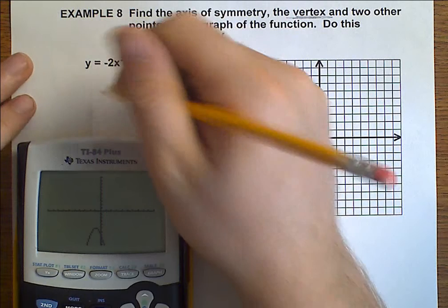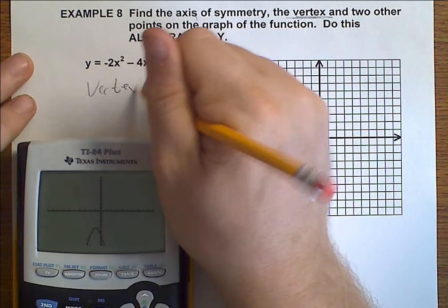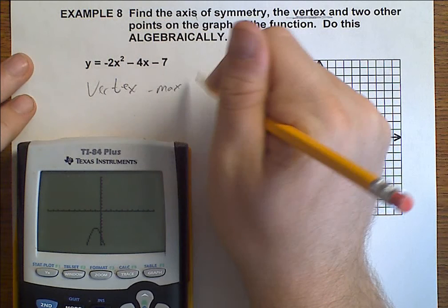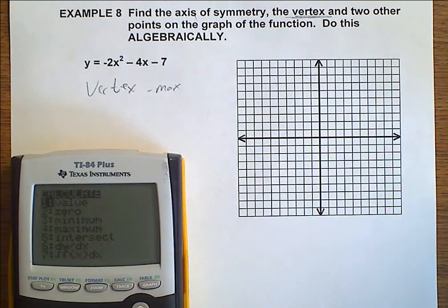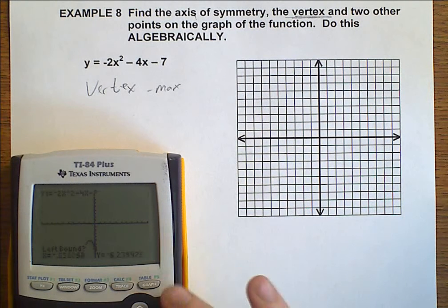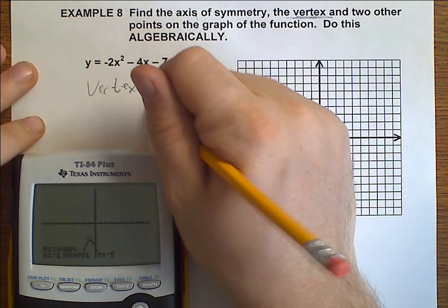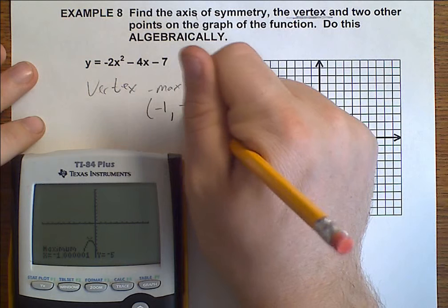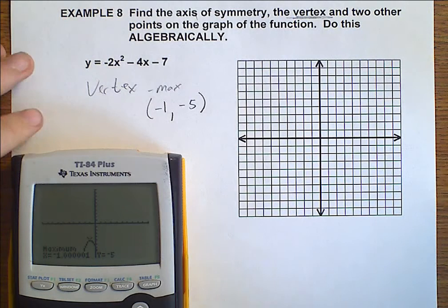So we go to second trace, maximum. We want a left bound, then a right bound. Yes. And it says that this is at -1, -5. Go ahead and plot that.